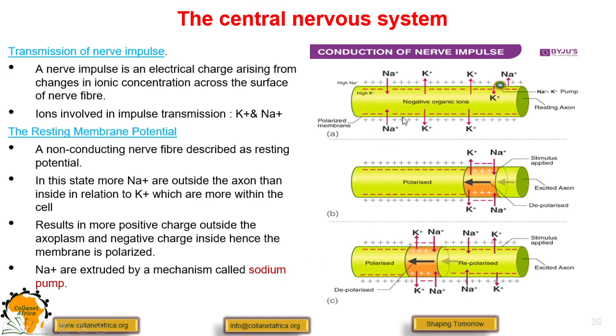So sodium is extruded, is pumped out, through a mechanism called the sodium pump. And that is followed by diffusion of potassium freely in and out of the axoplasm after the sodium pump.